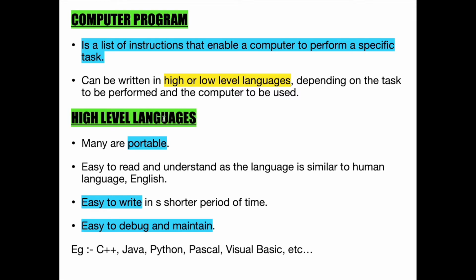A high-level language is a programming language that enables the development of a program in a user-friendly manner. High-level languages are considered to be portable languages due to their ease of access. These languages are easy to read, understand, write, debug and maintain. There are many types of high-level languages. You can see a few of them down below.